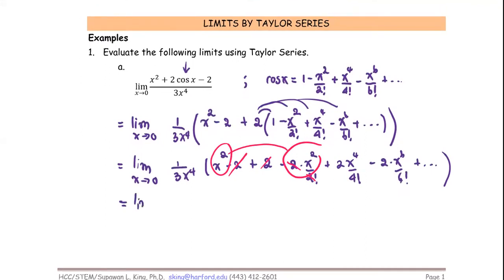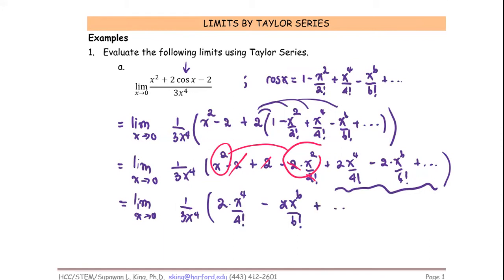Now the limit is in the form of 1 over 3x to the fourth multiplied by the first term, which starts from 2 times x to the fourth divided by 4 factorial, minus 2 times x to the 6 over 6 factorial plus and so forth. Since we divide all by 3x to the fourth, the x to the fourth of the denominator will be reduced with the power of each term of the numerator. So this one becomes x to the second, and so forth.